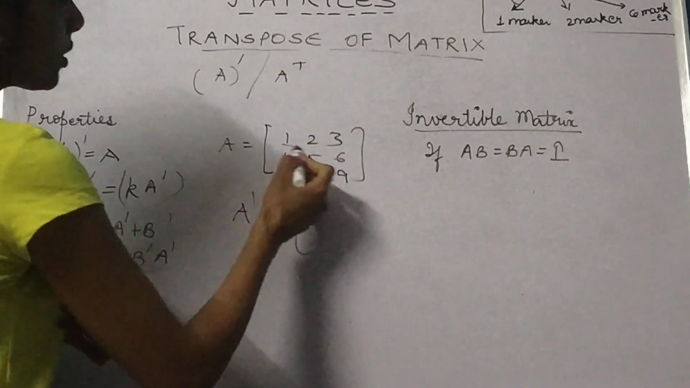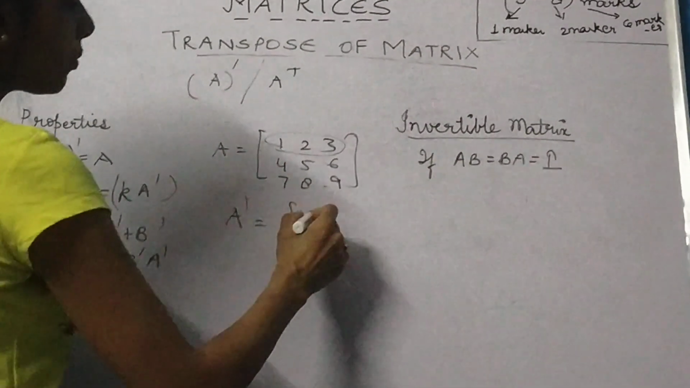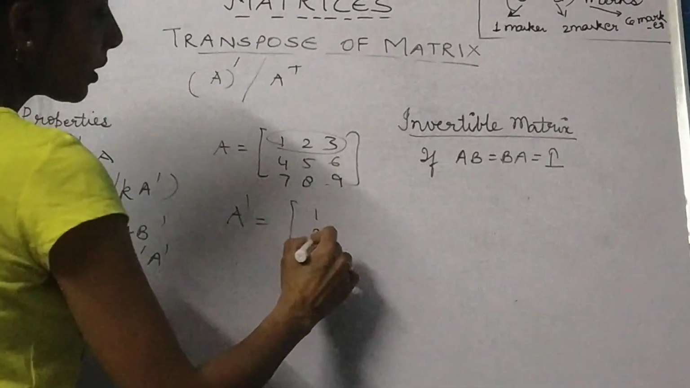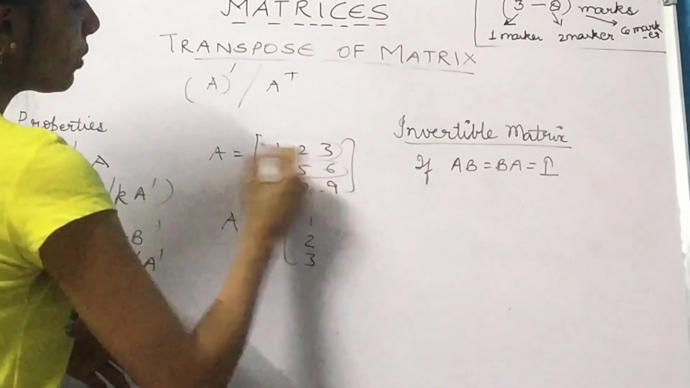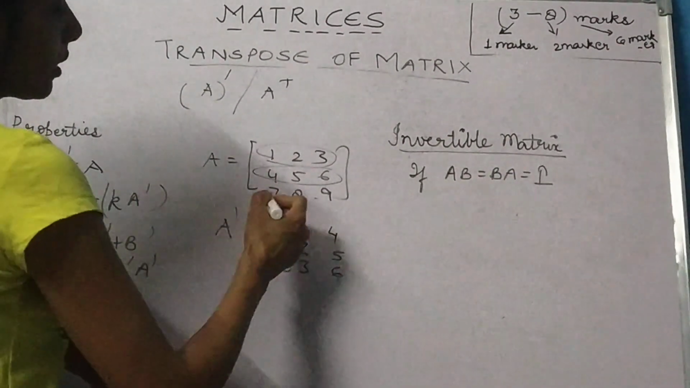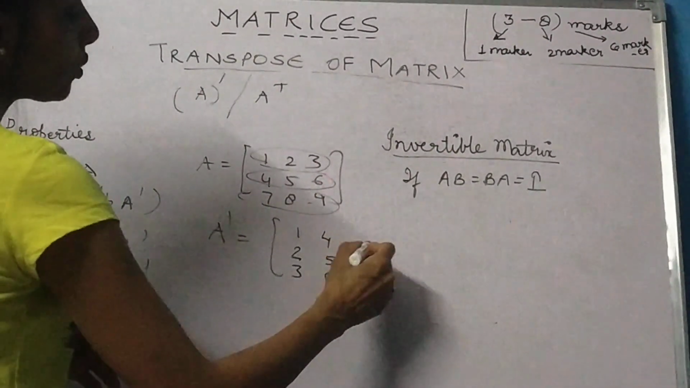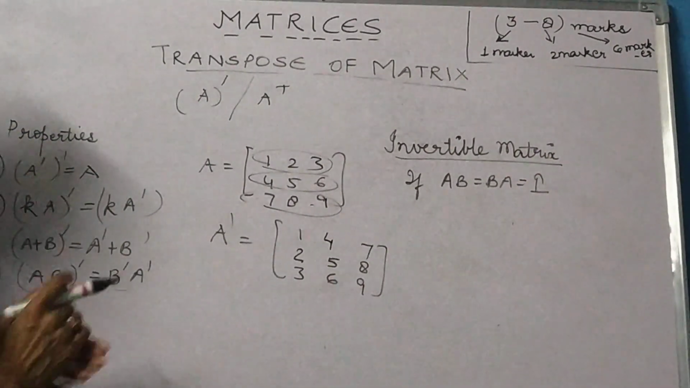So this is your row 1 into 3, 1, 2, 3. I am converting this row into column and I am writing it as 1, 2, 3. Then my next row is 4, 5, 6. So I am writing it as 4, 5, 6. This is third row 7, 8, 9. So I am writing it 7, 8, 9. So this is transpose of matrix A.